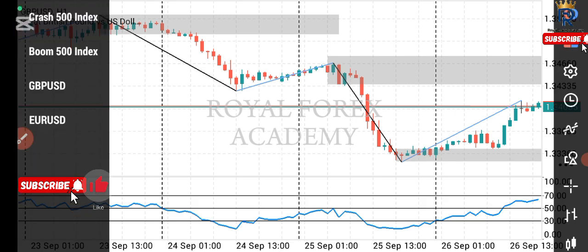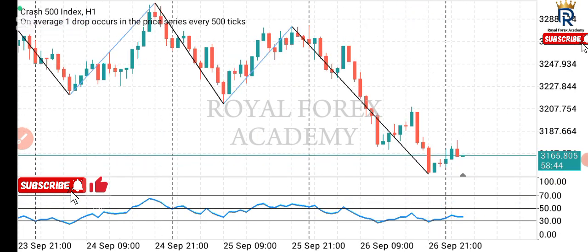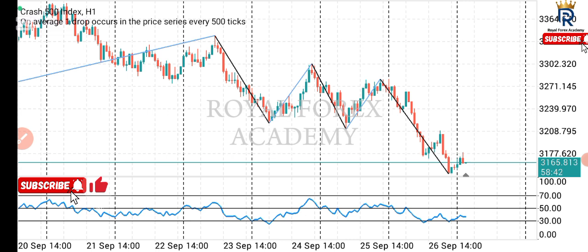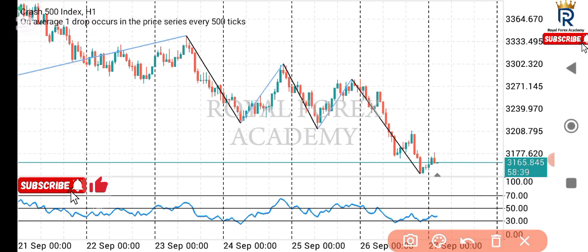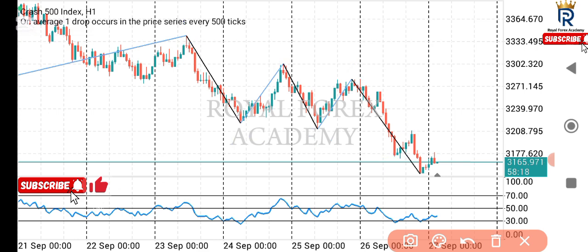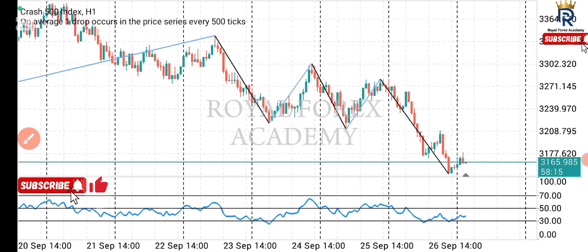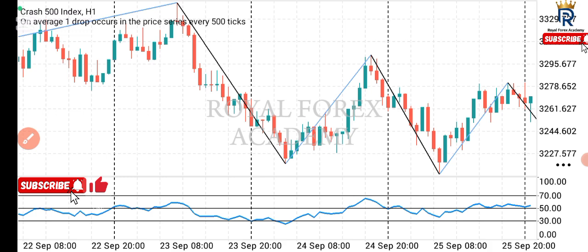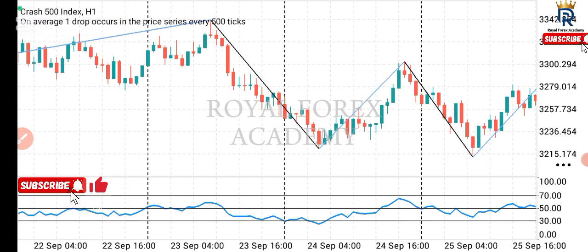So let's look at Crash 500. Beautifully well, you can see that Crash 500 has been bearish. Of course, your lower high, your lower low, lower high, lower low, lower high, lower low. Okay, this is our lower low based on the markup of our zigzag indicator. So look at this. Let's now find our entry from all of these zones.